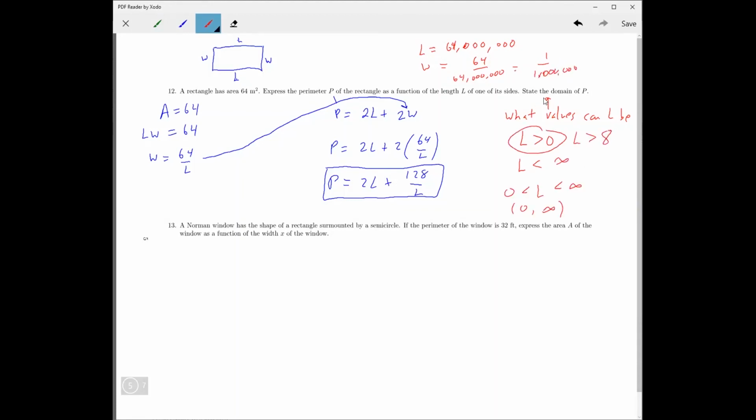I didn't write it here, but the problem says the rectangle is longer than its width. So the length has to be greater. That means the square is ruled out, because you can't have them all the same; the L has to be more than the width. So it has to be greater than 8. Okay, so greater than 8, to infinity. Try that one.